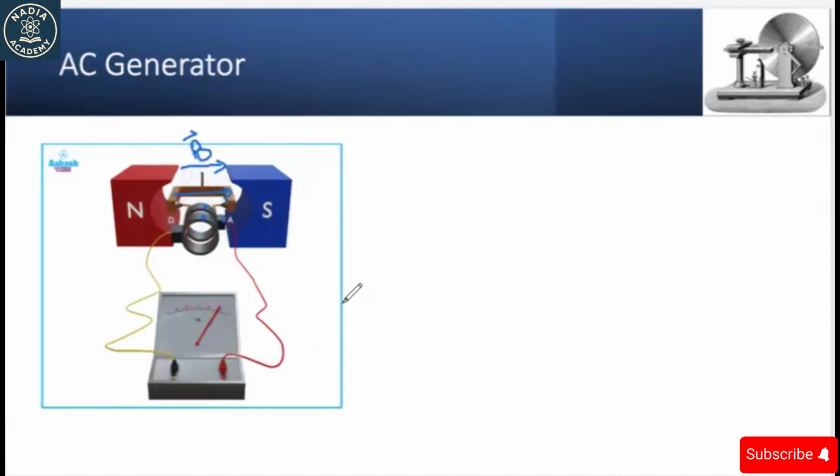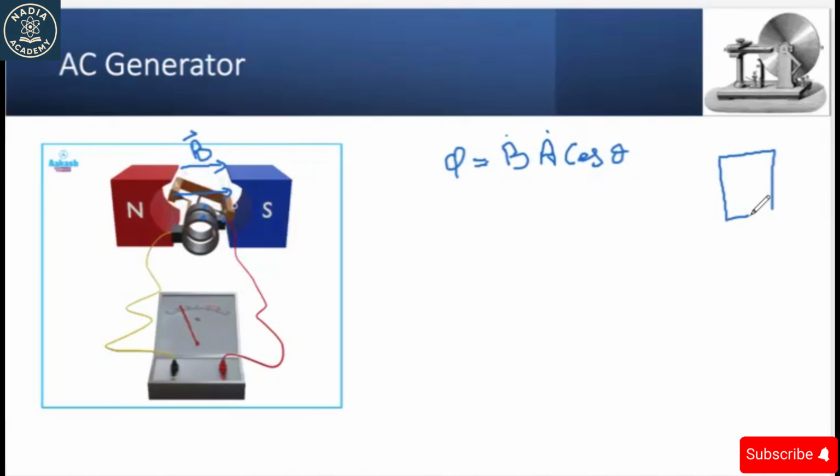So how does this work? We learned previously about magnetic flux phi, which is equal to the magnetic flux density B times A times cos of theta. This theta is the angle between the magnetic flux density and the cross-sectional area of the coil. If, for example, we again consider a rectangular coil just for simplicity, then this is the cross-sectional area of our rectangular coil.